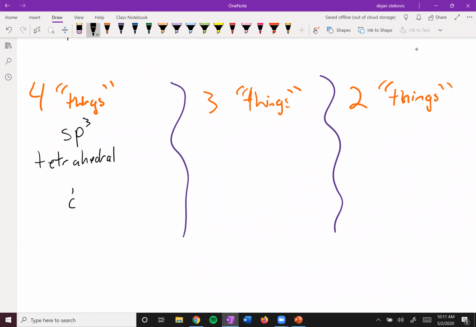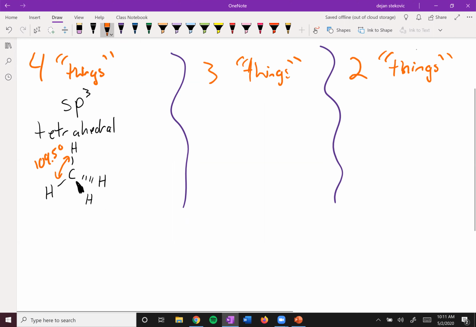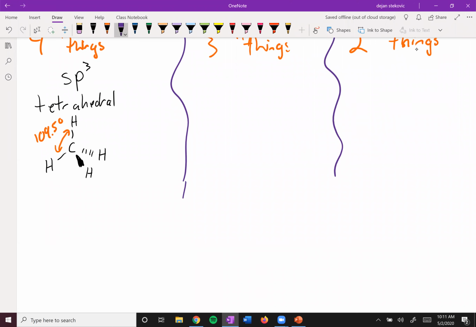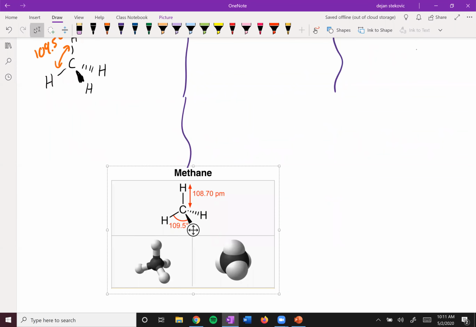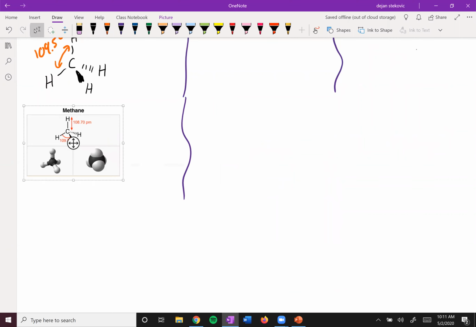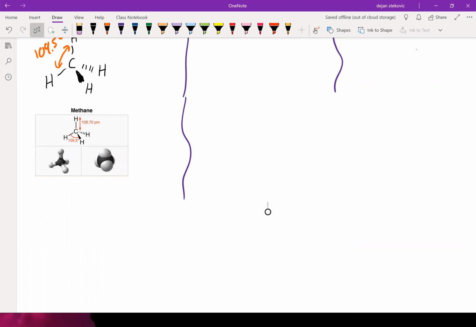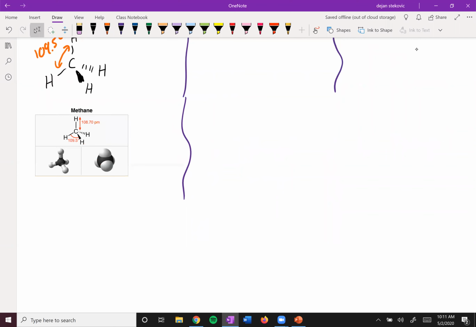So remember how you draw this? There's the 2 H's, and then you have this wedge, which means the hydrogen is coming out of the board, and then this dash, which means the hydrogen is going into the board. And remember, this bond angle here is 109.5 degrees in this tetrahedral structure. So here's just a pictorial representation of methane, CH4. You can see its tetrahedral structure, sp3 hybridization.